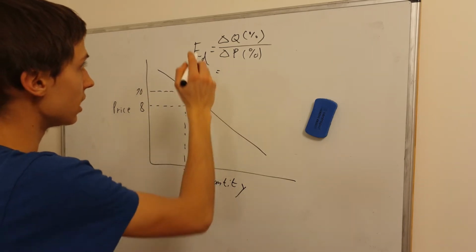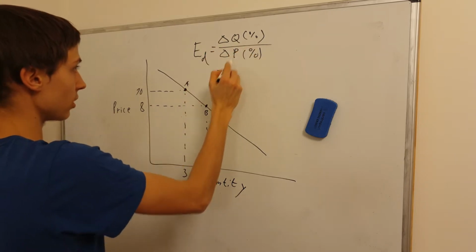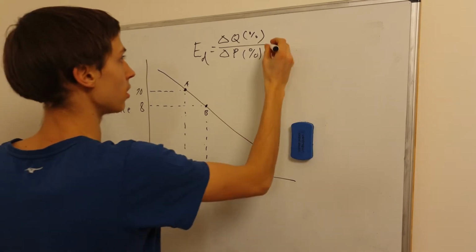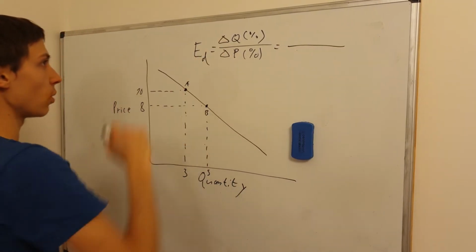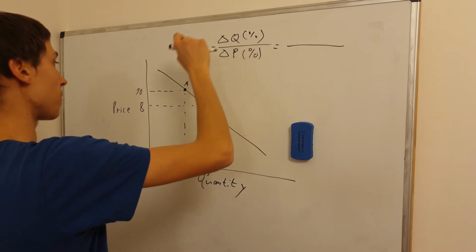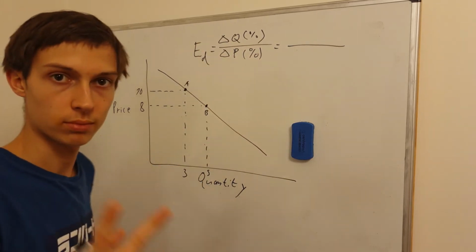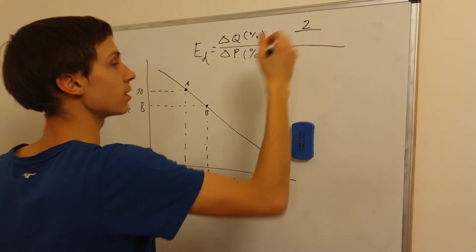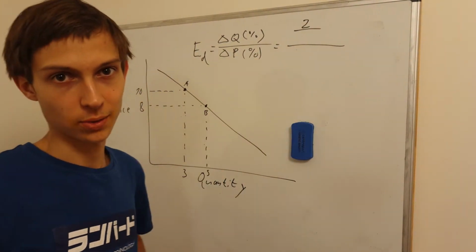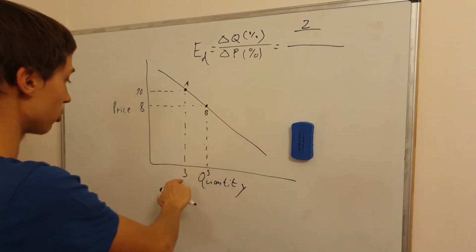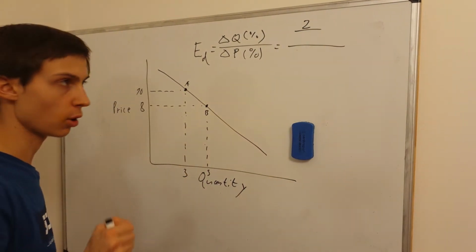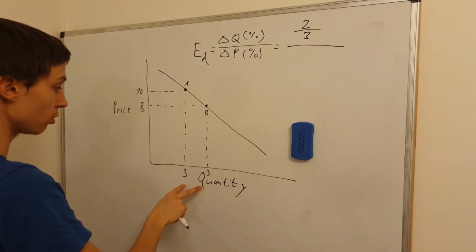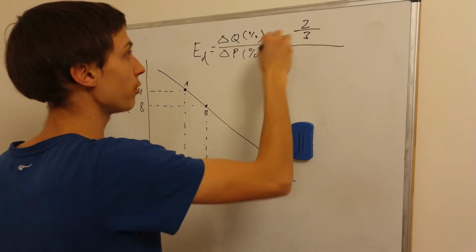And so the difference between these 2 points, as far as quantity, let me write it here. The change in quantity is 3 to 5, it's 2. But in order to make it the percentage change, we put it over the initial value, which is 3. So we go from 3 to 5, so the change is 2. But the initial value is 3, so we do 2 over 3 as the ratio.